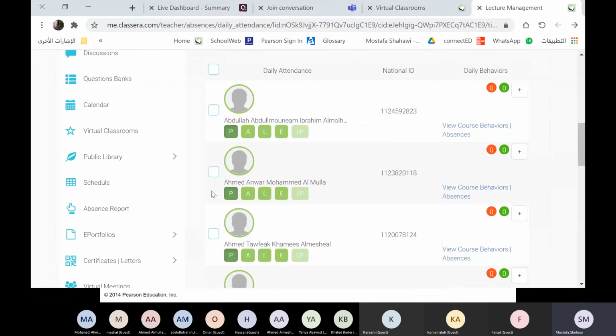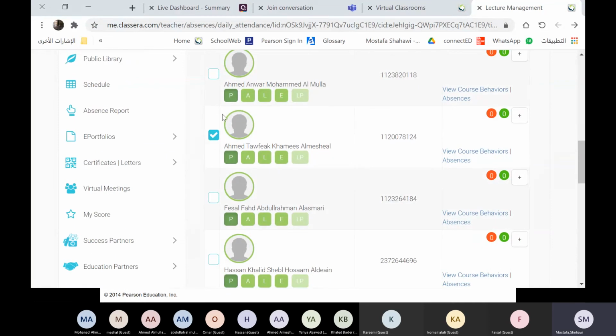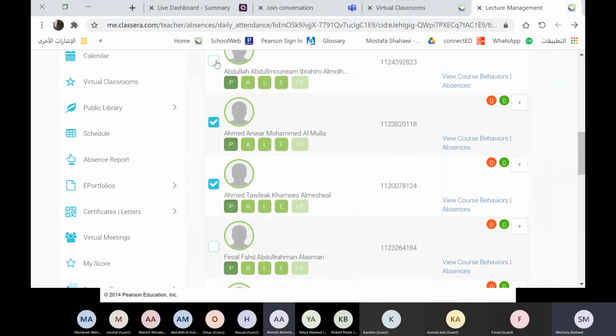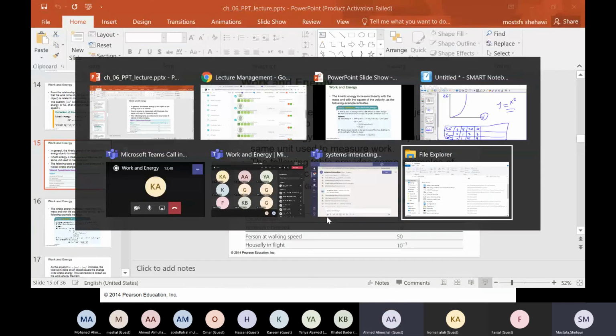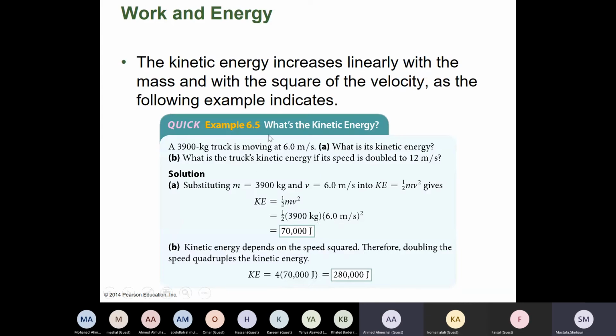I think Ahmed Al-Mulla read again and Ahmed Tawfiq Mishal. Abdullah Al-Mulhim is of course not with us. Okay, Mister, read this. Do you hear me? Yes, I hear you. I want you to read this example. Read this example, 6.5.